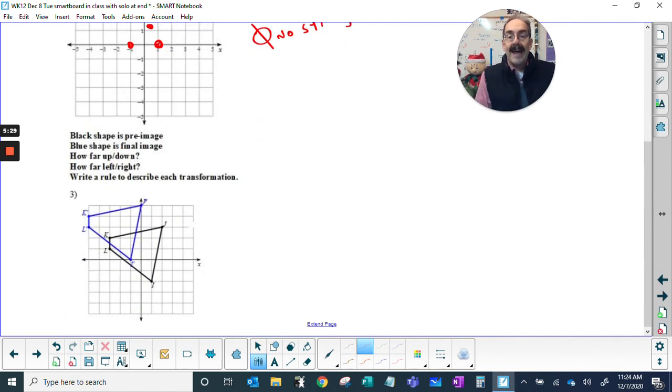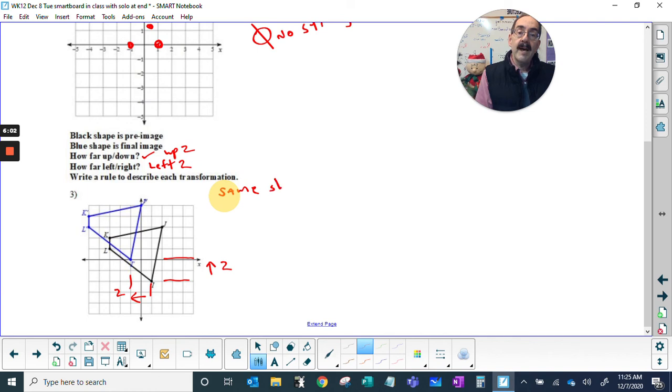Okay? All right. Now, this next one. The black is where we start, and the blue is where we finish. How far up and down? Up 2. How far to the right or the left? To the left, 2. Now, we did protect the integrity, so it is the same shape.